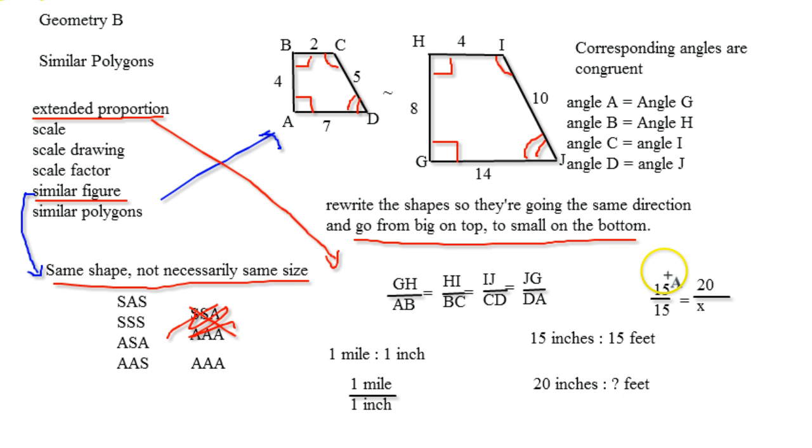Some of you are probably recognizing that 15 over 15 reduces to 1 over 1. So if that's 1 over 1, then x has to be 20, and that would be an okay shortcut for you to use. But you do need to give the context of what you're actually finding. So when you're dealing with scale factors and scale drawings, take your time, write out your proportions, and you should be set. And that's it for similar polygons. I'll talk to you guys later. Bye.